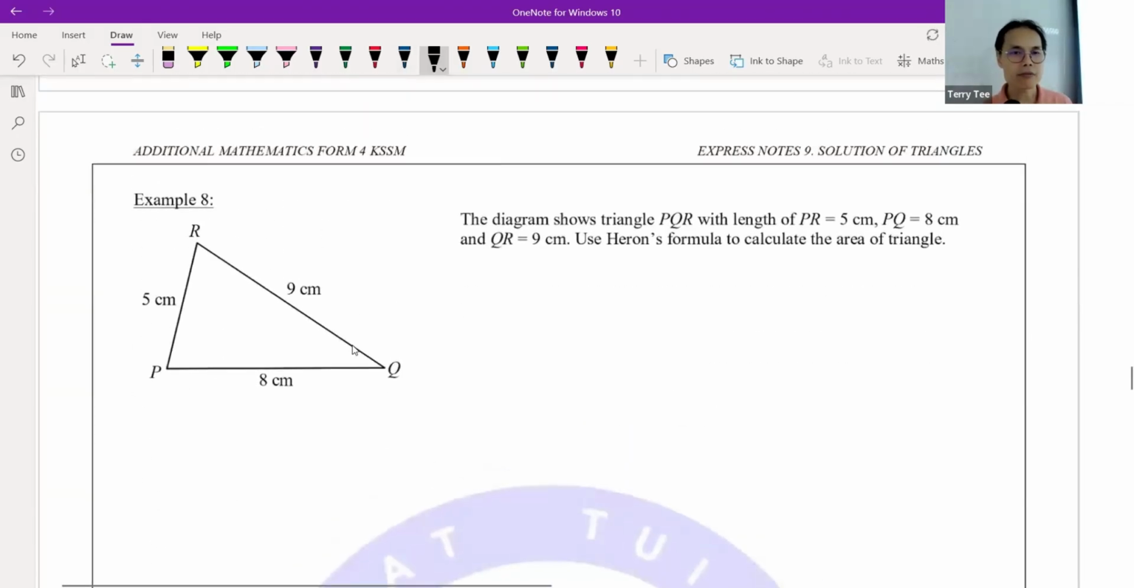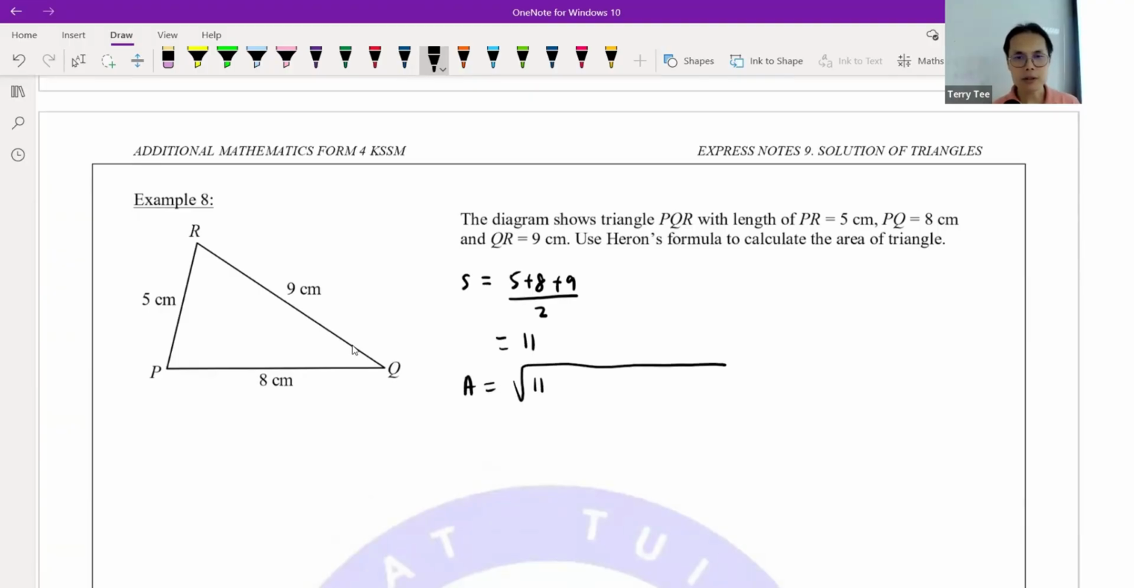Now let's look at one example. Very simple example from Heron's formula. Take the perimeter, add together, divide by 2. So this is 11, right? 22 divided by 2 is 11. First you write 11, then you take the difference between 11 and each side. Okay, use your calculator.